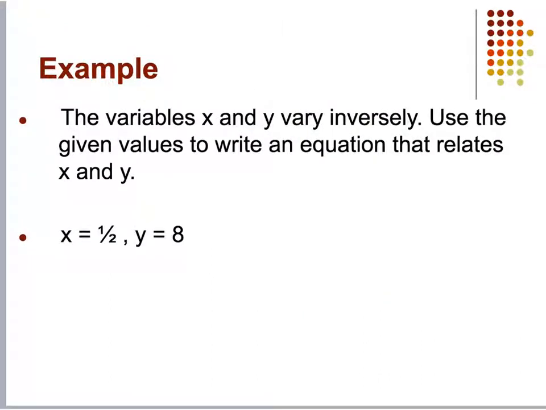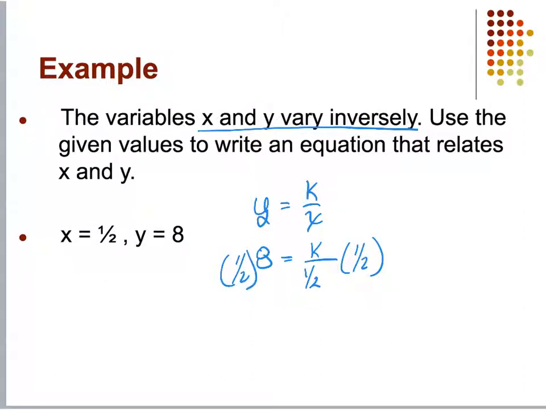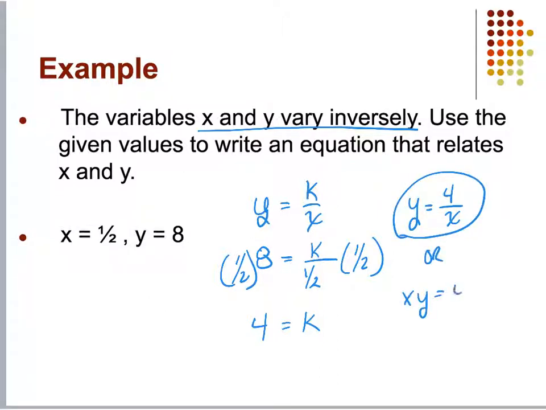Here's another example. Since x and y vary inversely, we know the equation is y equals k over x. Fill in the values: 8 equals k over 1/2. To get the variable by itself, multiply both sides by 1/2. So we have 4 equals k. Our equation then is y equals 4 over x. You may also write this as xy equals 4.